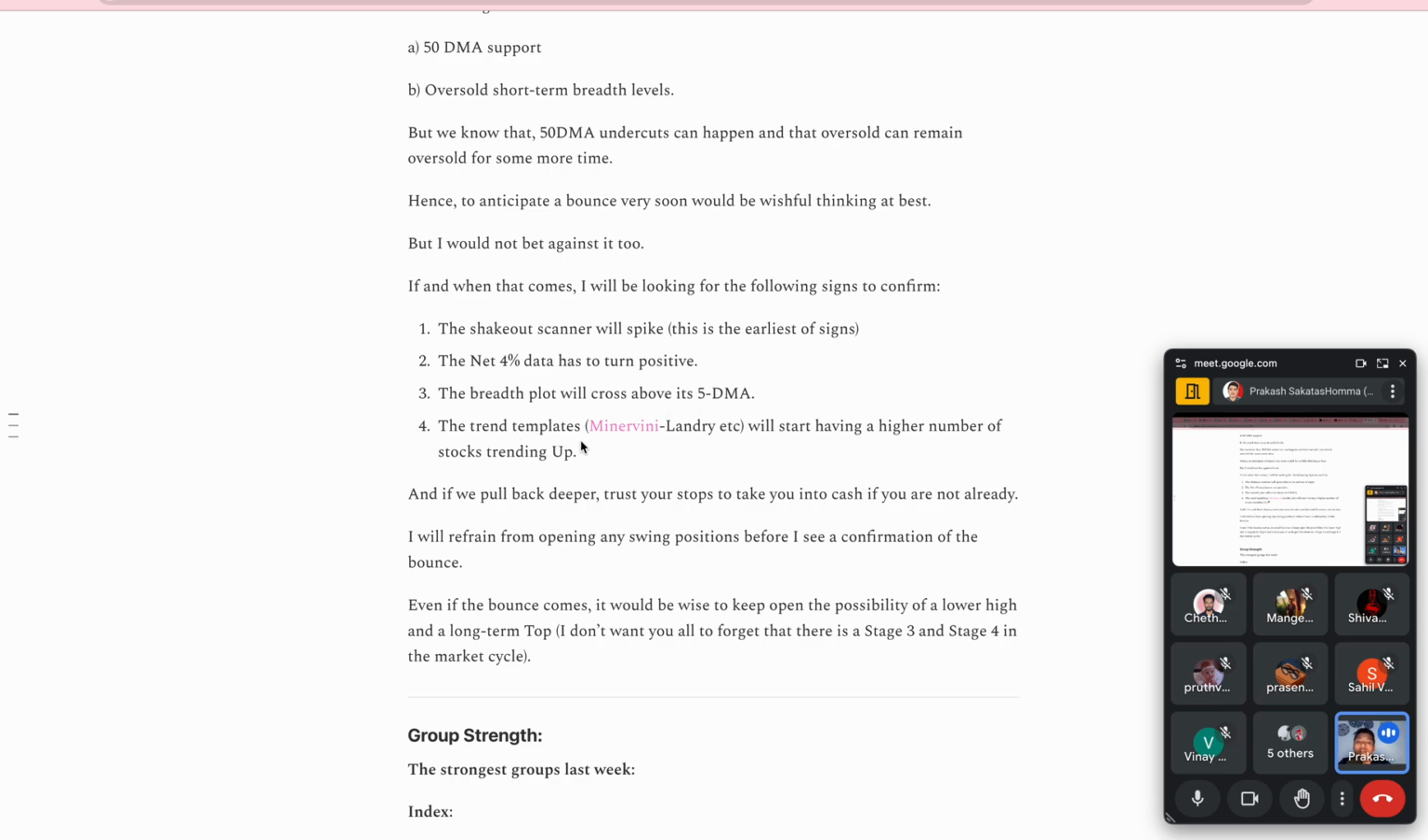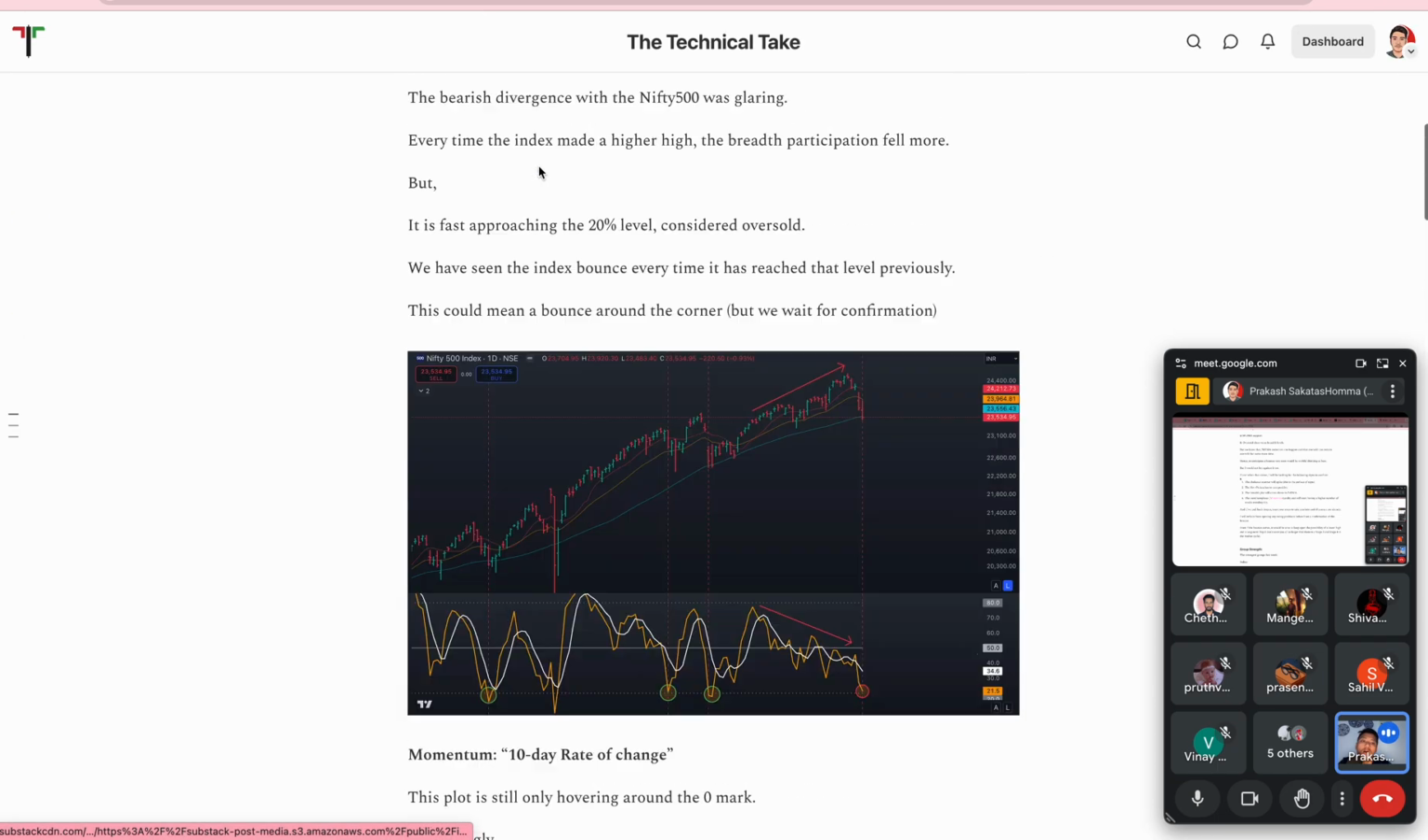The trend templates, the Minervini trend template, the Landry trend template, and any other trend template will also start putting up more numbers which are now trending up, right? So these were a couple of things I was looking for to confirm the signs of breadth. Now what happened yesterday? So this was Friday, post Friday.